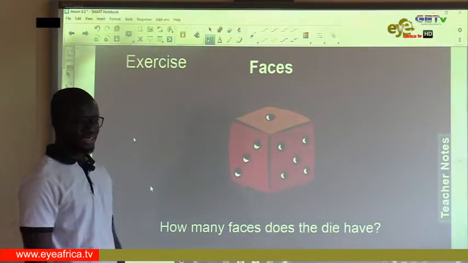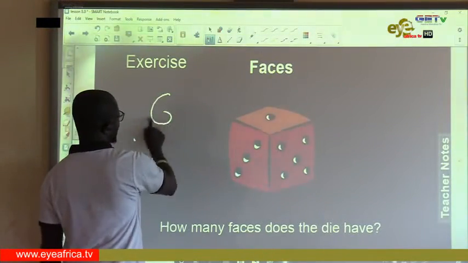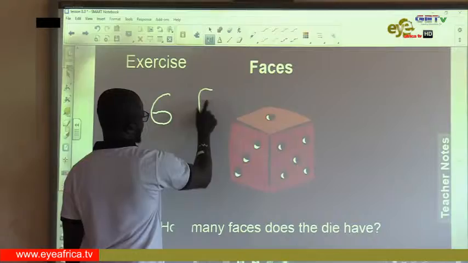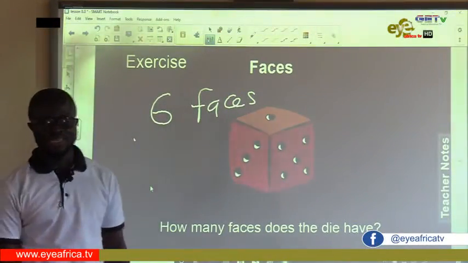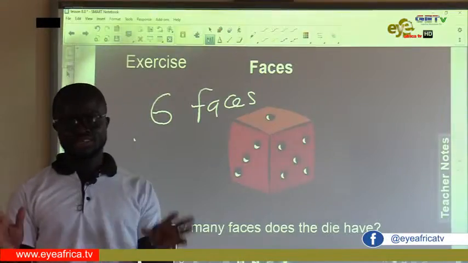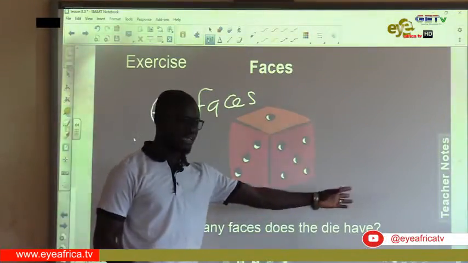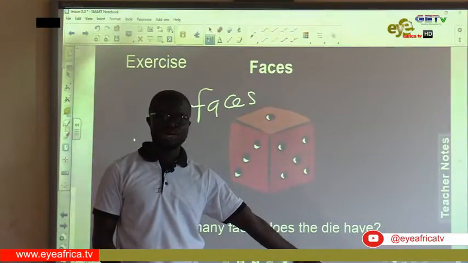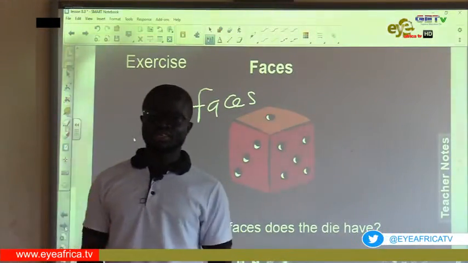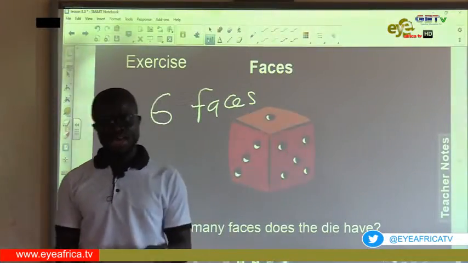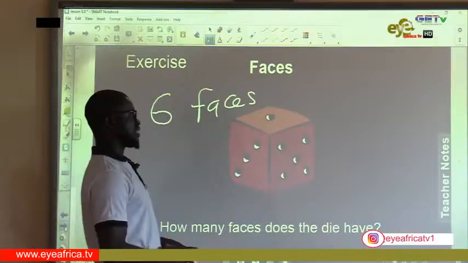The correct answer to the question is the die has 6 faces. So when someone asks you, how many faces does a die have? What should be your answer? The answer is a die has 6 faces. Let's move to the next slide.